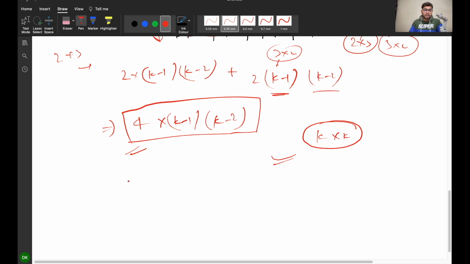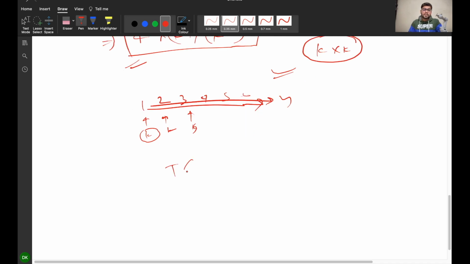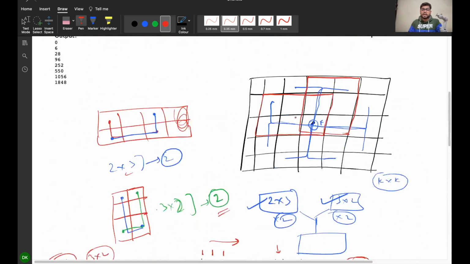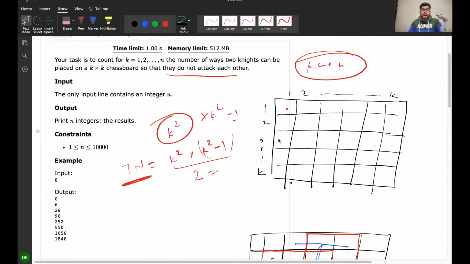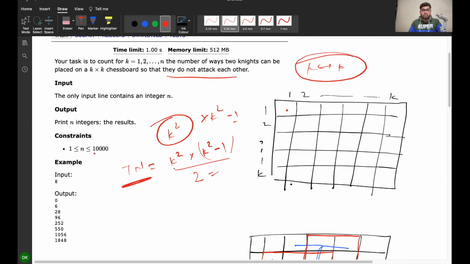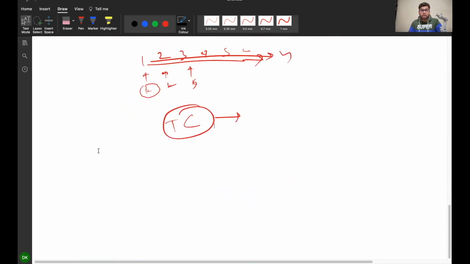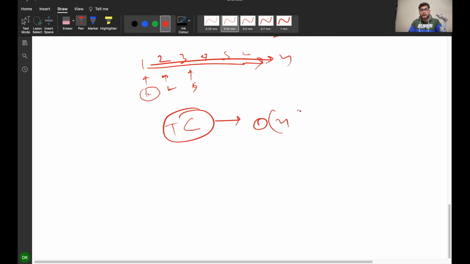So what is k over here? k is the index from 1 to n, and k is 2, 3, 4, 5, 6. I have to calculate for k equal to 1, k equal to 2, k equal to 3, from 1 to n. Now coming to the time complexity for this question, I just have to mathematically calculate that, which will take big O of 1 time, and iterating over n will take n. So the overall time complexity would be big O of n.